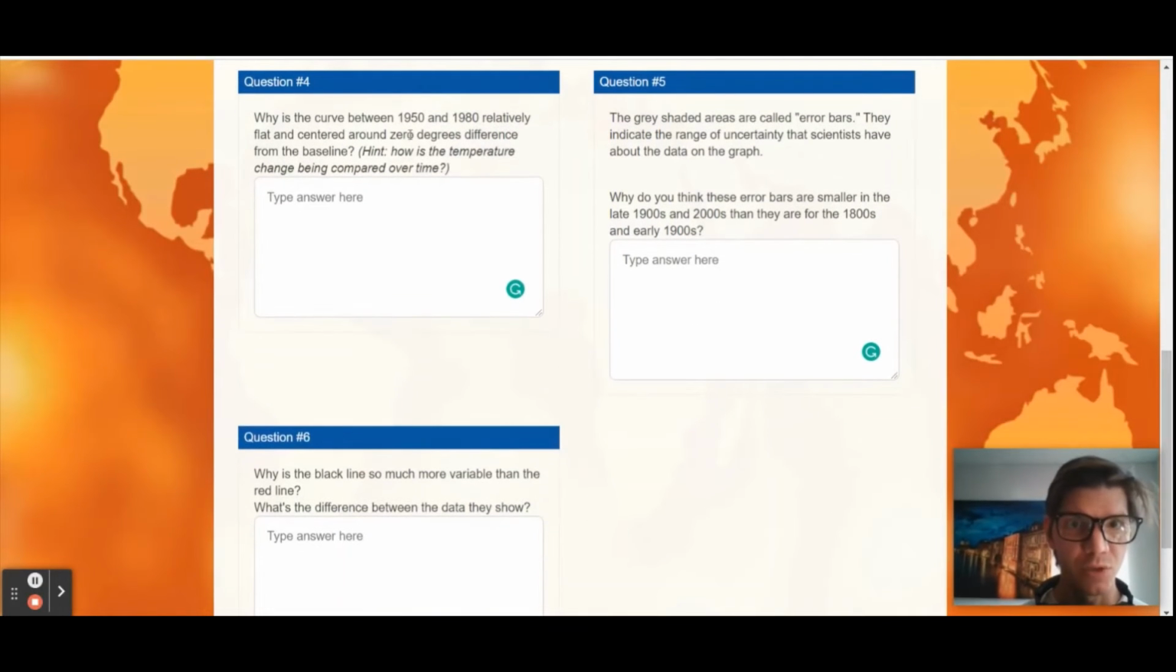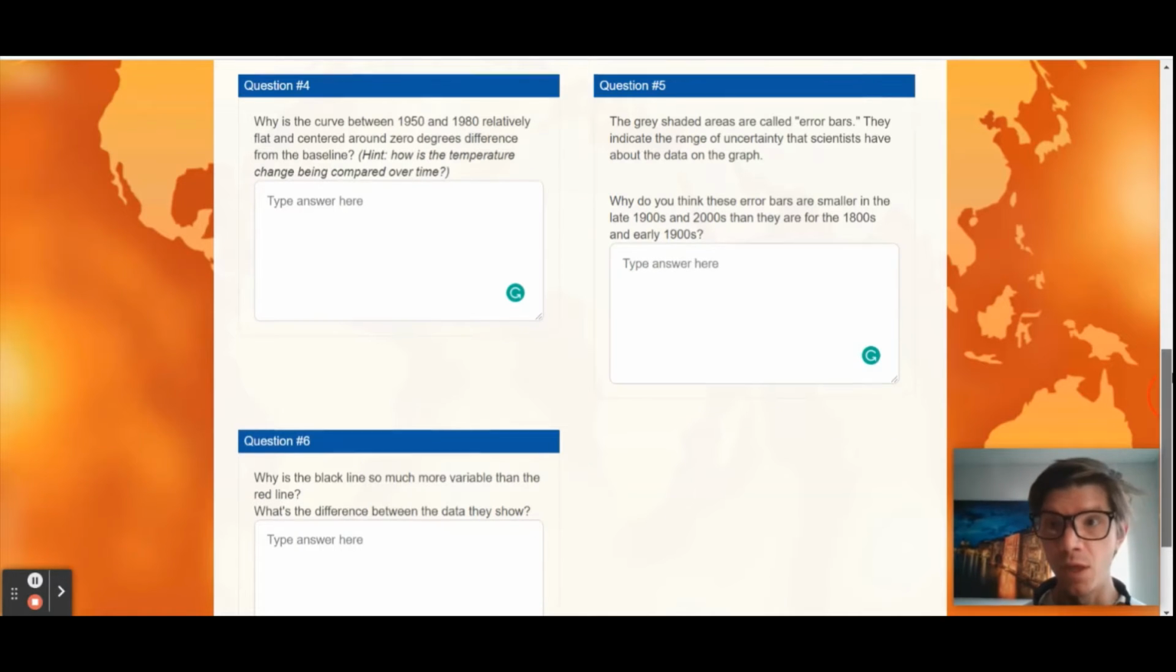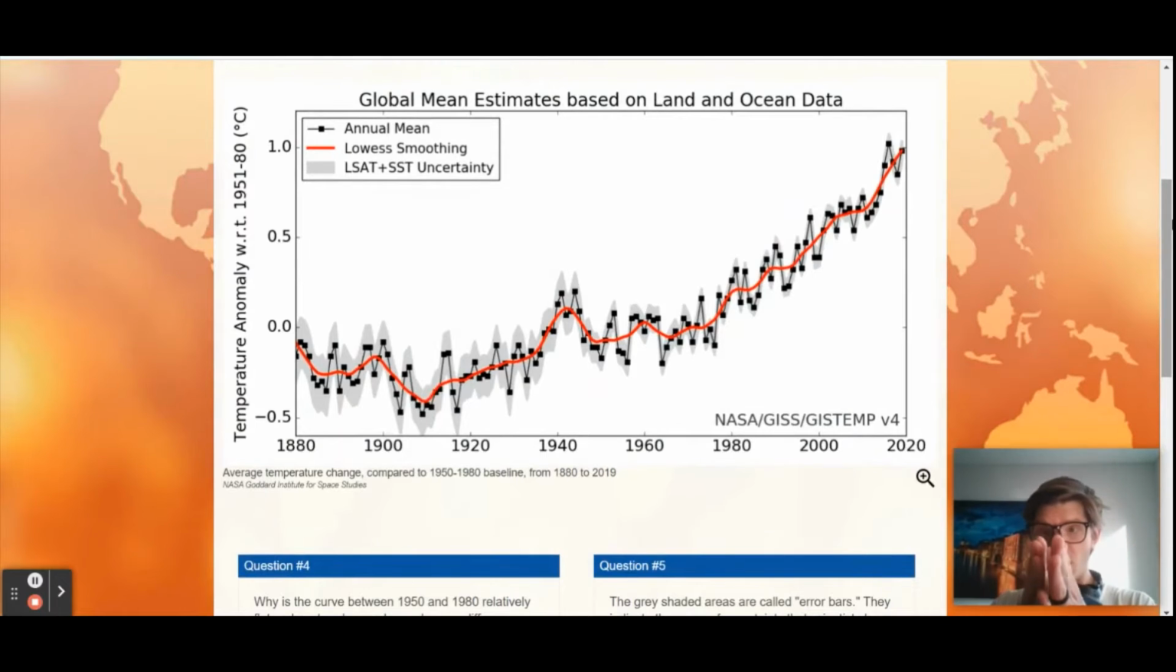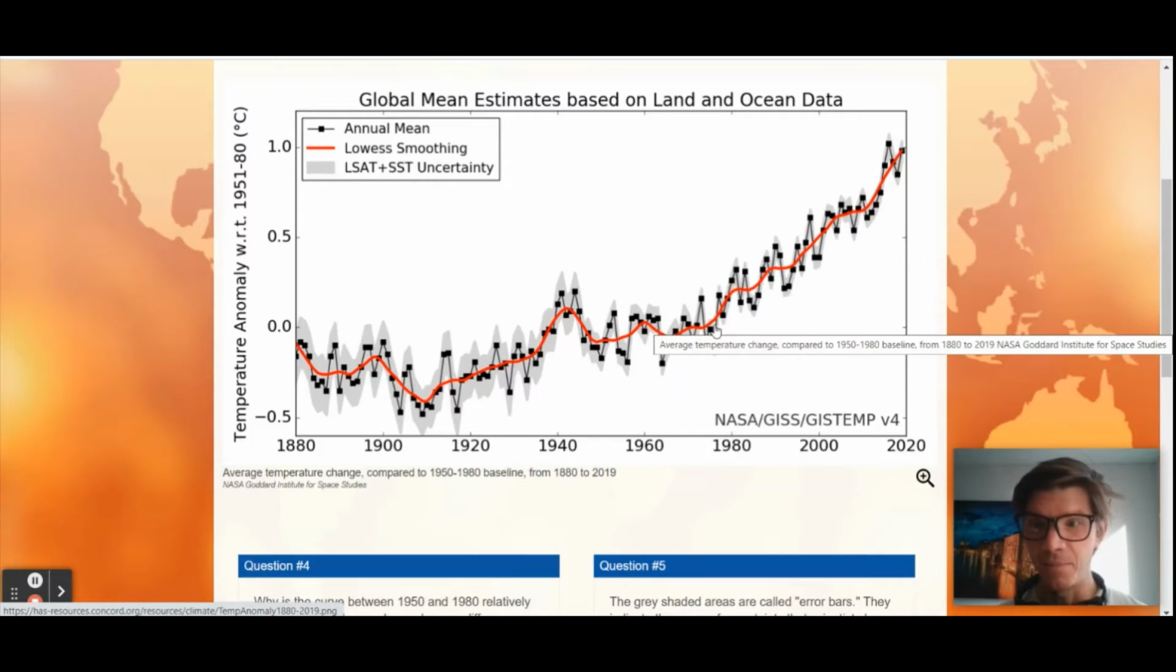Okay, why is the curve between 1950 and 1980 relatively flat and centered around the 0 degrees difference from the baseline? Hint, how is the temperature change being compared over time? So remember, we're comparing this average from that span of time, from 1950 to 1980. So it kind of makes sense that this would be hovering right around 0 because this is the point in time that we're comparing the rest of these trends to. So when we look over here, this is less than that average of what it was in this time. And when we look on this side of that section, it's greater than that average.